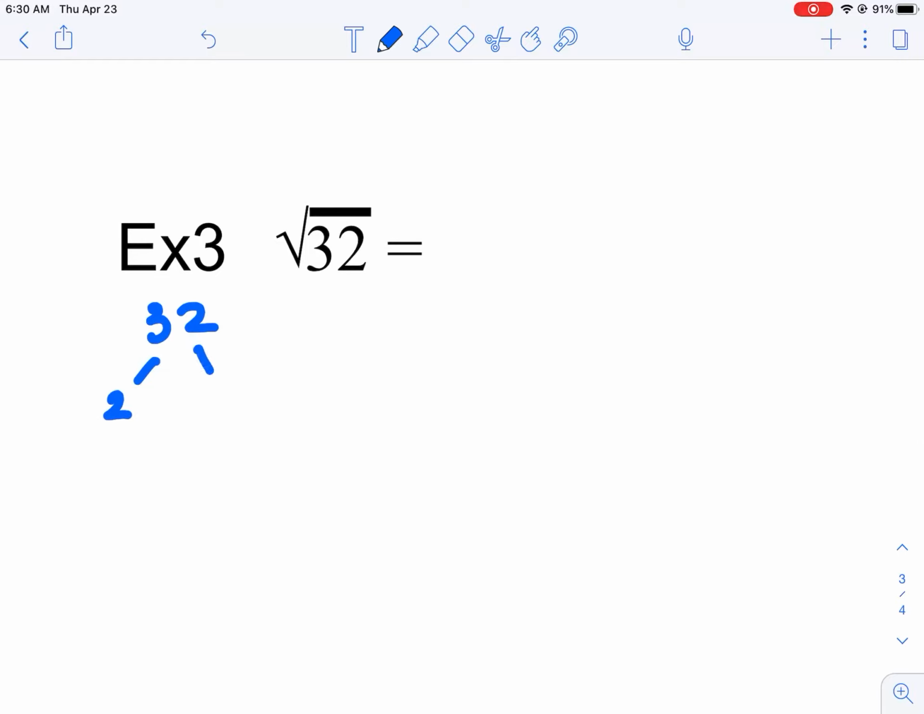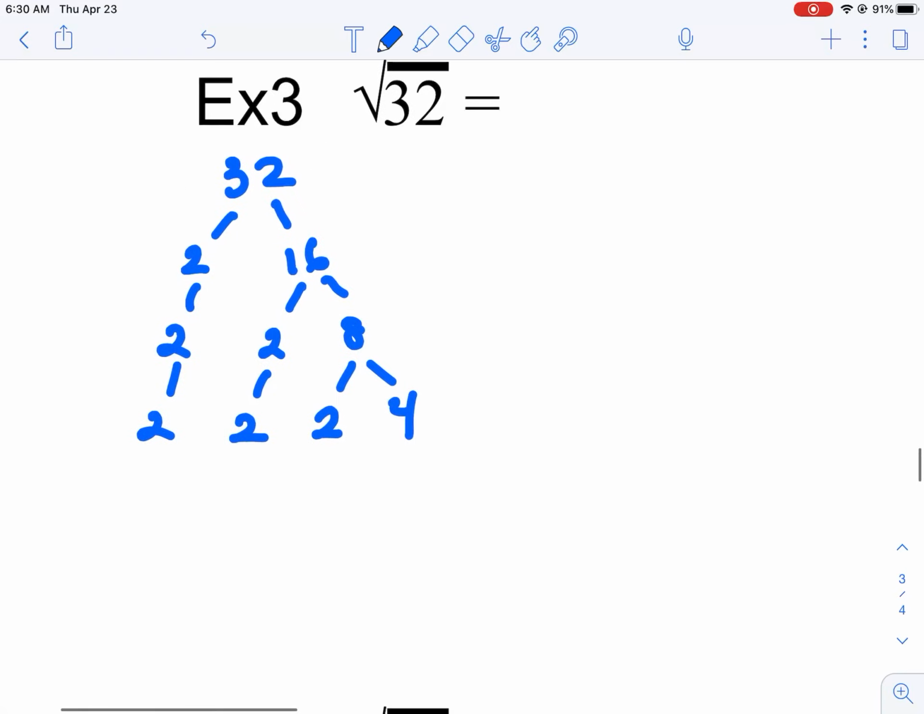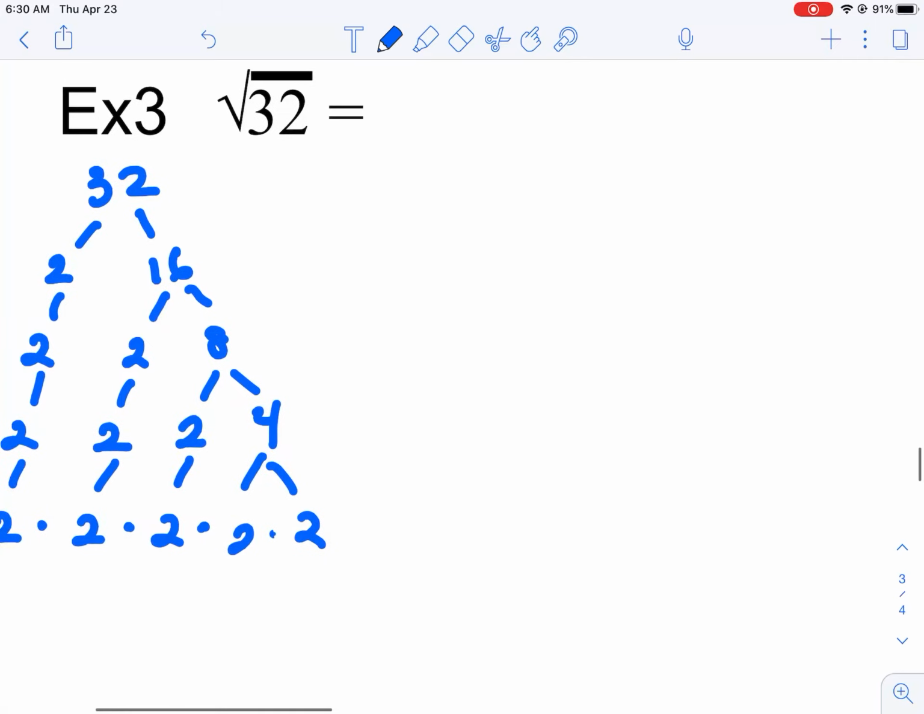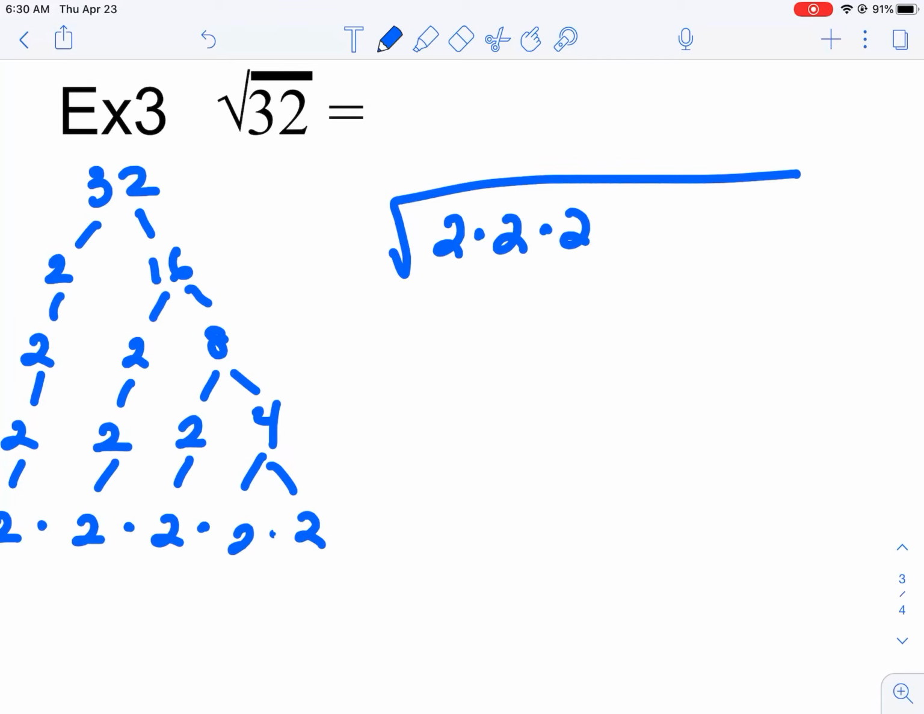32 becomes 2 times 16. 16 is not prime, so that becomes 2 times 2 times 8. And that becomes 2 times 2 times 2 times 4. And that becomes 2 times 2 times 2 times 2 times 2. So we really have this in there. So really, that 32 is the square root of 2 times 2 times 2 times 2 times 2.